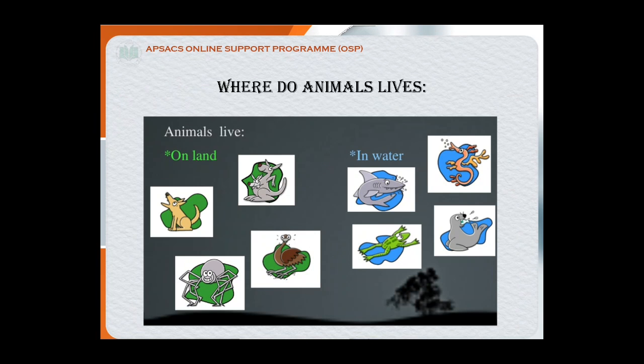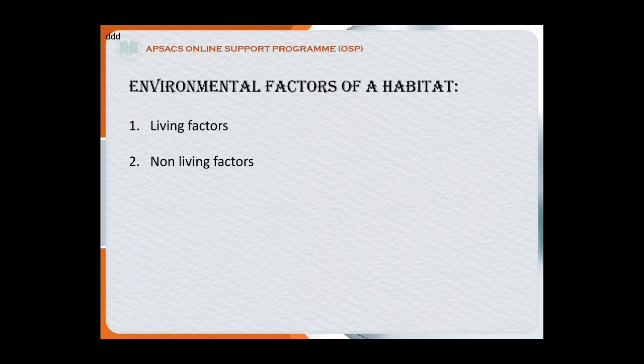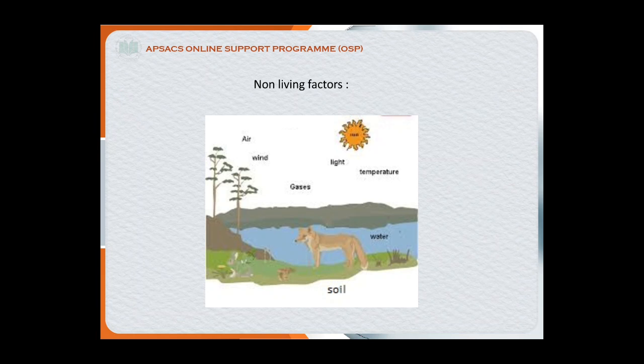Next, where do animals live? As we all know, animals either live on land or in water. What are the environmental factors of a habitat? We have already discussed that there are living factors and non-living factors in every habitat. Living factors include food availability and other organisms. But there are 5 non-living factors, which include temperature, water, light, air and soil. These are the non-living factors which are necessary and present in the habitat.